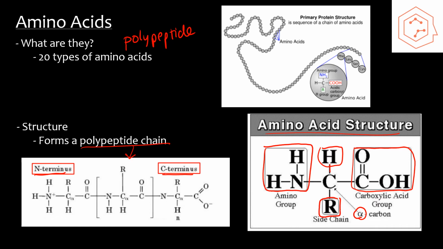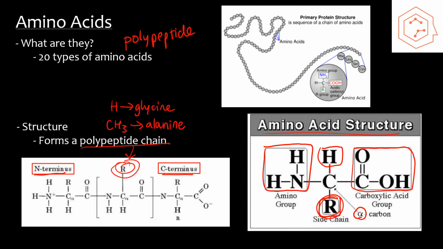Every amino acid also has another atom or group of atoms bonded to the central atom, and that is known as the R group. So the R group over here is what determines the identity of the amino acid. It'll determine its properties and characteristics. So if the R group is a hydrogen atom, that means that the amino acid is called glycine. If it's a methyl group, that means it's called alanine.